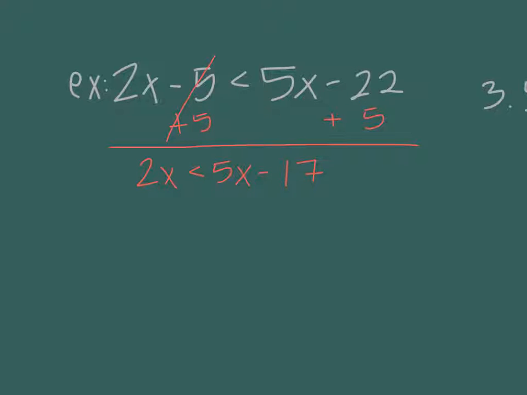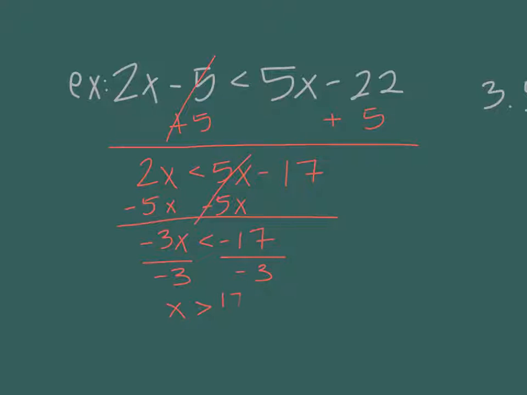The second thing I'm going to do is I still have to combine like terms, and that's the x's. So I'm going to subtract 5x from each side. And I get negative 3x less than negative 17. And the last thing I'm going to do, now that I've isolated the negative 3x on one side and everything else on the other, is isolate the x further by dividing both sides by negative 3. So I get x greater than 17/3.